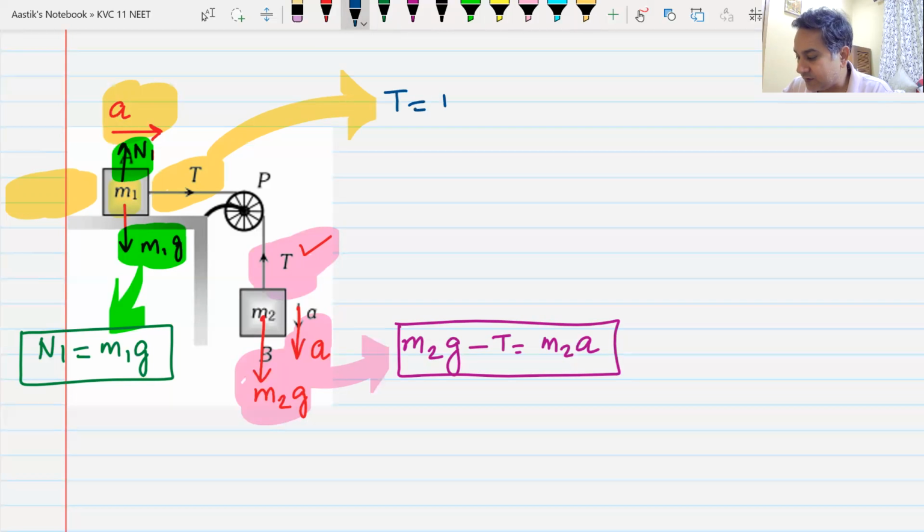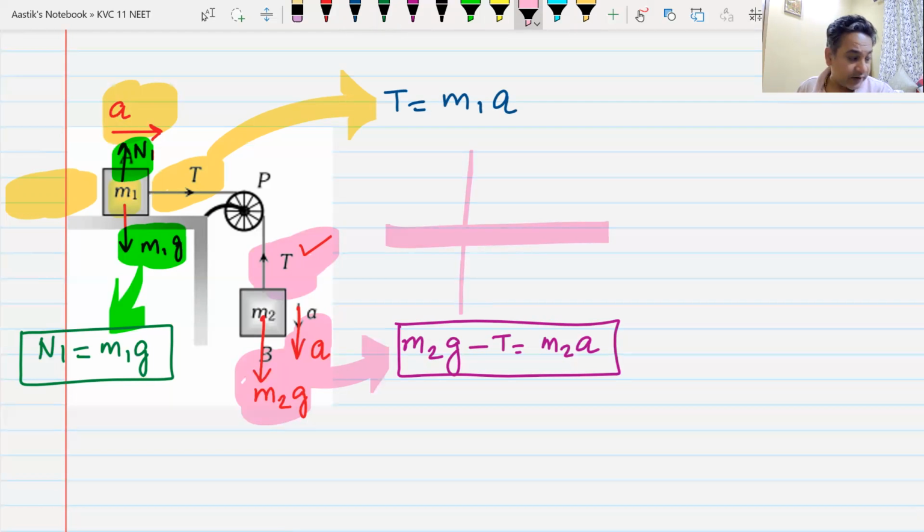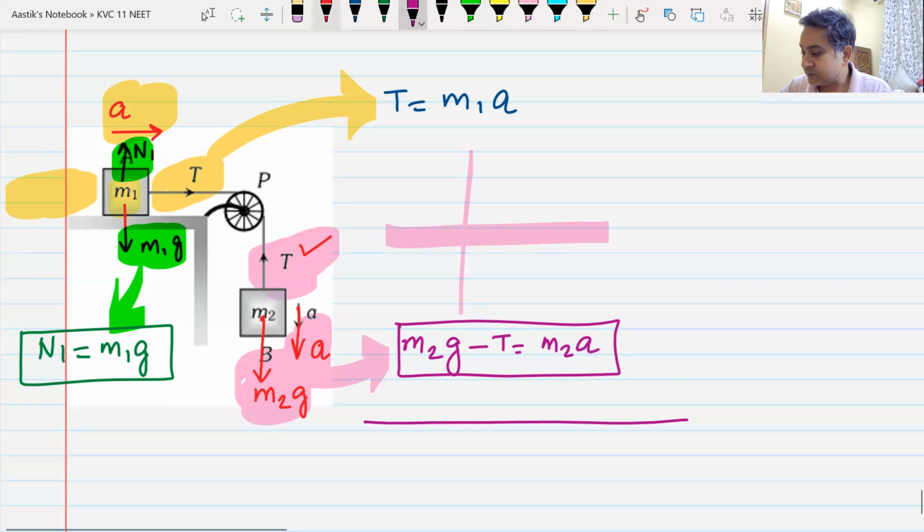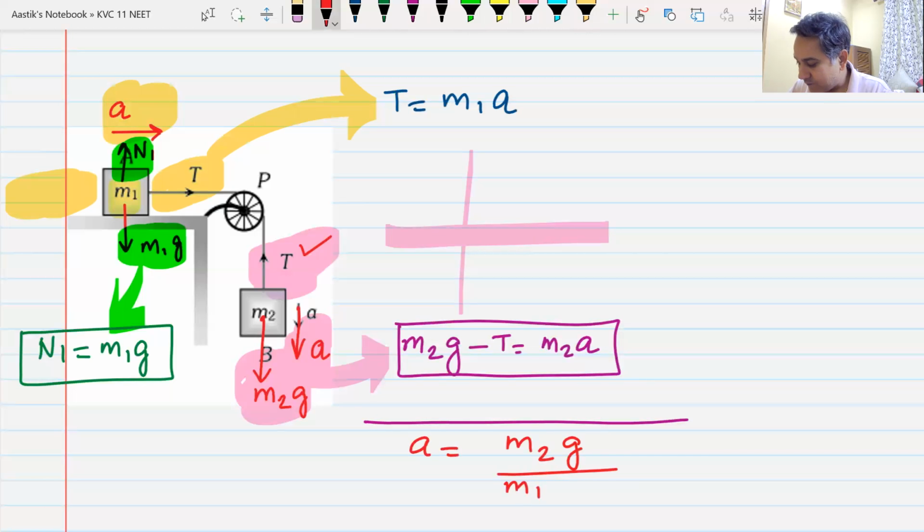T equals M1A. Now this is the first equation. If you add this with the second equation that we have got here, you will get the value of A. And you know what the value of A is going to come when you add these two equations? The value of acceleration is going to come as M2G divided by M1 plus M2.